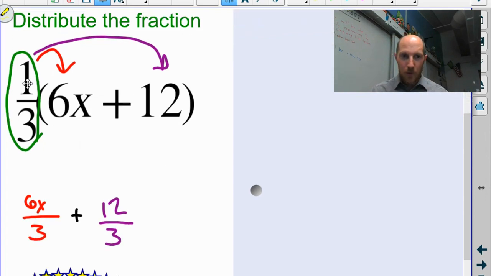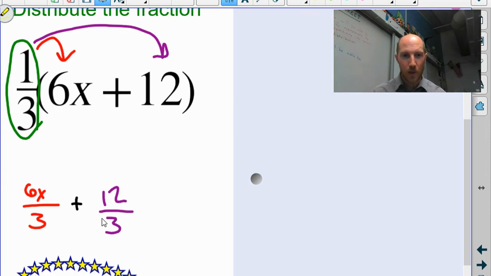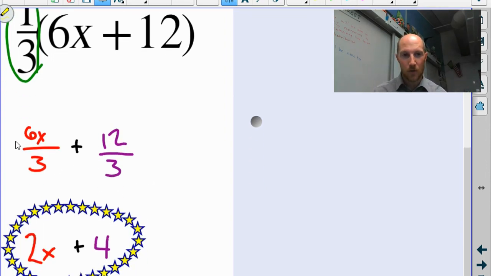A little bit of mental math. 6 times 1/3 gives me 6x over 3. And for the purple arrow, 12 is going to multiply into the numerator. 12 times 1 is 12, so I get 12 over 3. Simplify each of those fractions. 6x over 3 is the same as 2x. 12 divided by 3 gives me 4, so I got 2x plus 4.